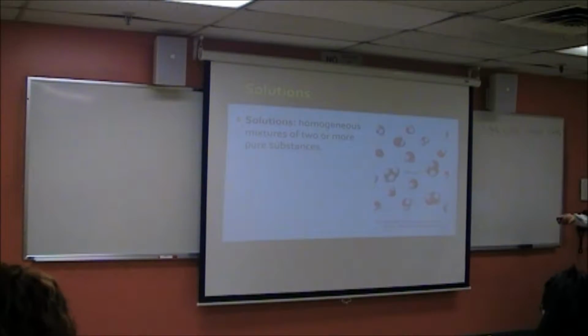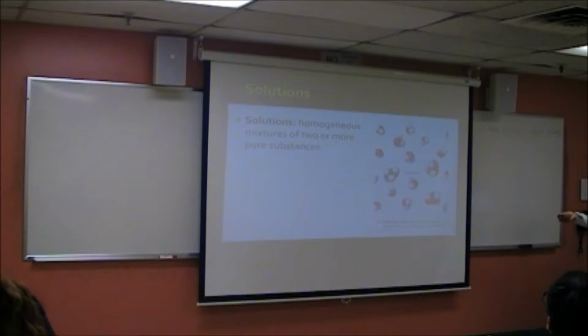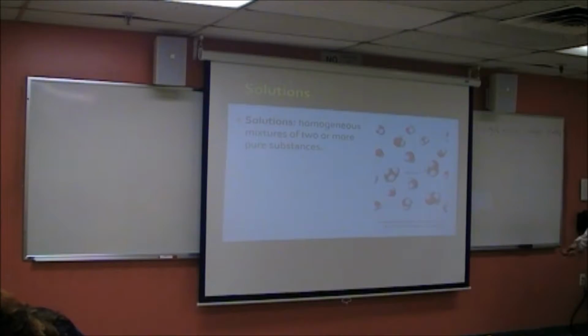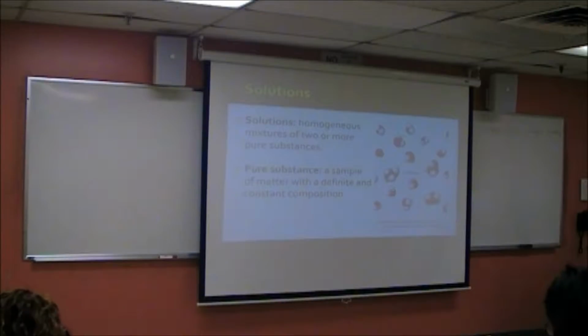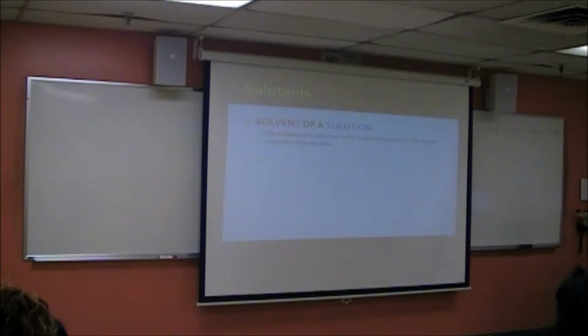Is this an example of a pure substance? Why is that? What's in there? Water and water. Good. A pure substance is a sample of matter with a definite and constant composition. That simply means you have one thing in your solution. That's it.